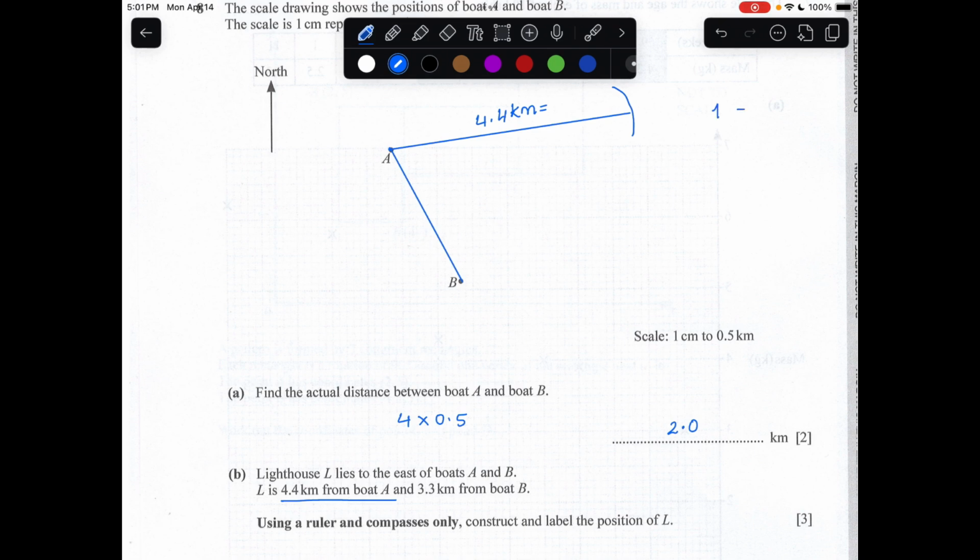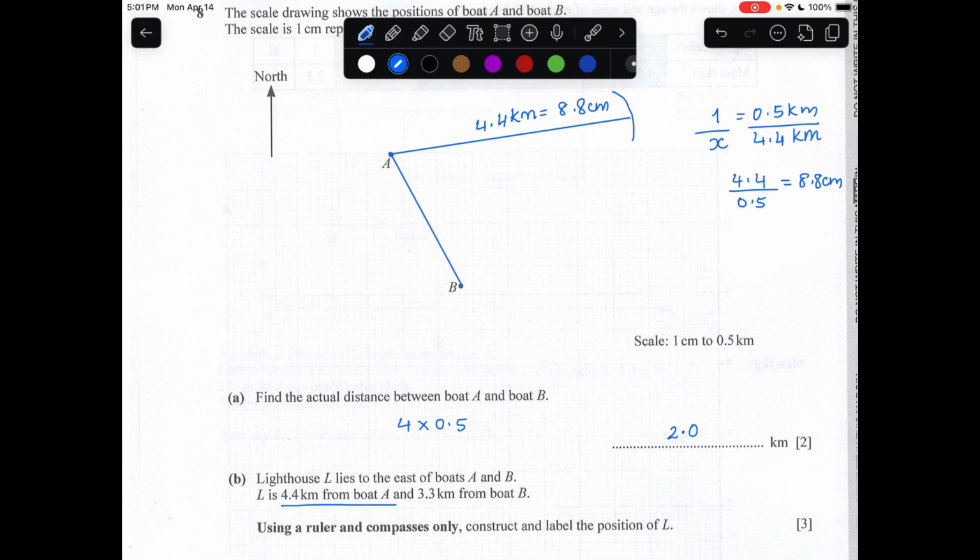So 1 centimeter is 0.5 kilometer. That means 4.4 kilometers is going to be how many centimeters? You will have to work that out. It's going to be 4.4 divided by 0.5. Division by half is the same as multiplication by 2. So that's going to be 8.8 centimeters. You could work that out on your calculator. 4.4 divided by 0.5 will give you 8.8 centimeters.